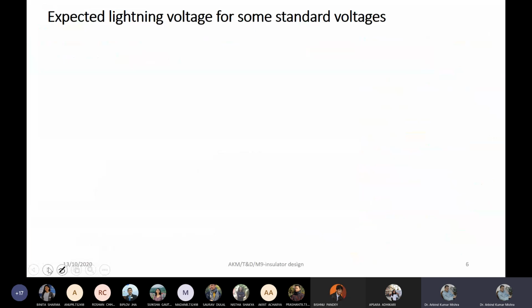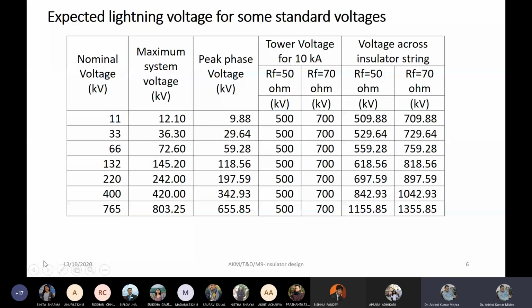In fact, I have already calculated this for you using an Excel sheet, and here we have all the possible nominal voltages. Even in Nepal, you might have heard that some two years back, some ministers and others started talking about 765 kV, so I have put this voltage value also. For each of these, the first step is to calculate the maximum system voltage, and then the peak voltage immediately, just as we calculated in the previous slide, by dividing by root 2.